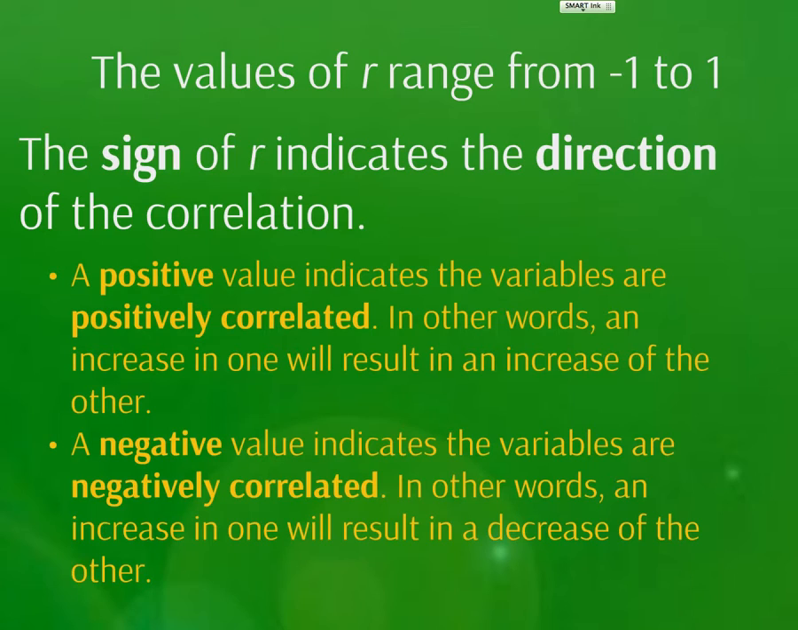Similarly, if we get a negative number, that means it's a negative correlation. Another way to think about that one is that an increase in one will result in the decrease of the other. So as my x values are getting bigger, my y values actually get smaller with a negative correlation. But it's pretty easy to see without even graphing it. If I get a positive value, it's going to be upward or positive direction, negative value, downward or negative direction.